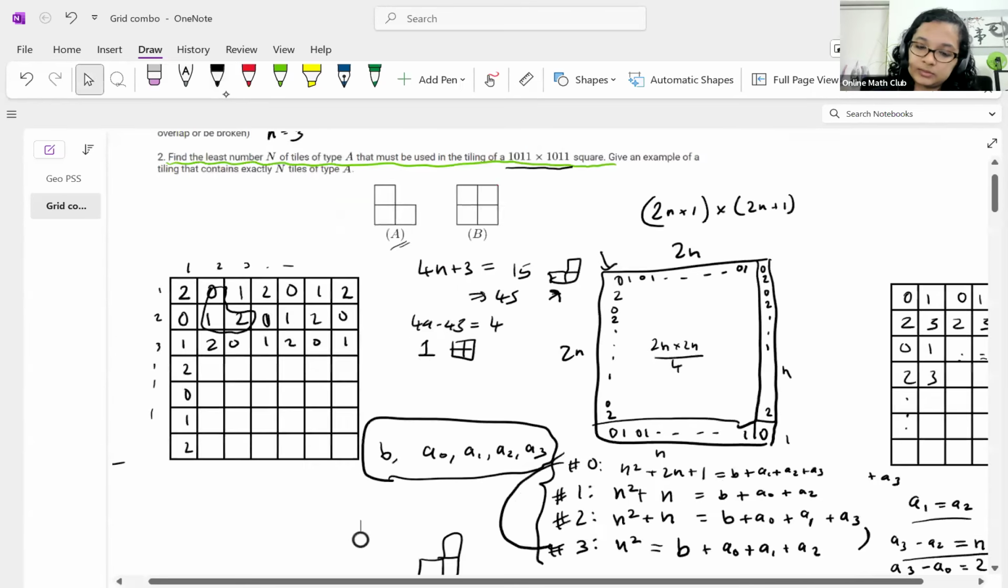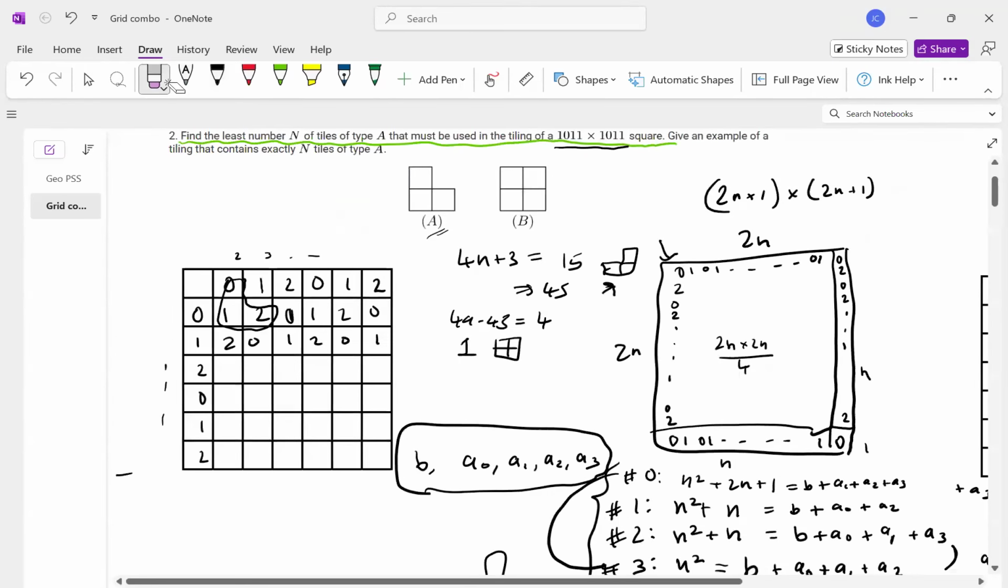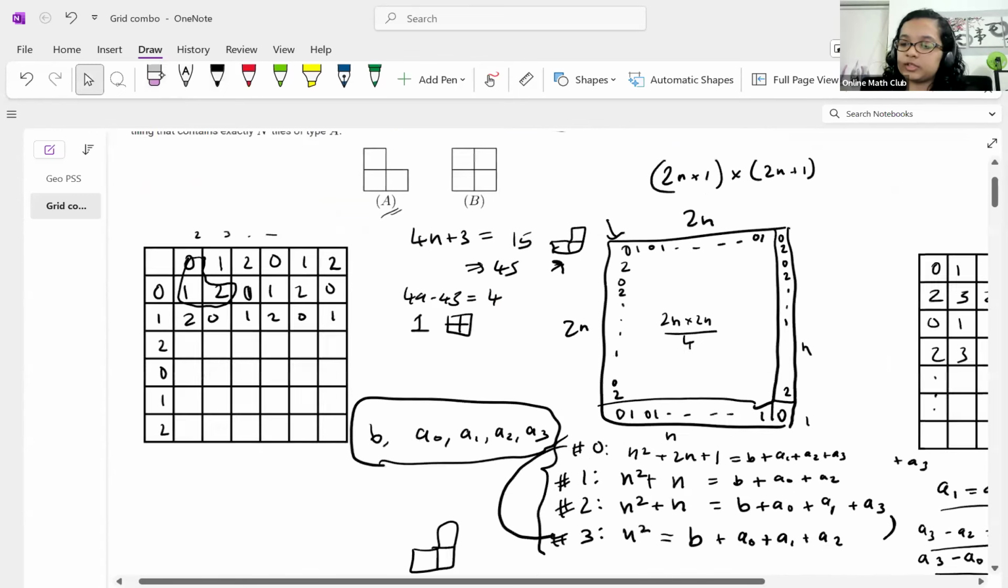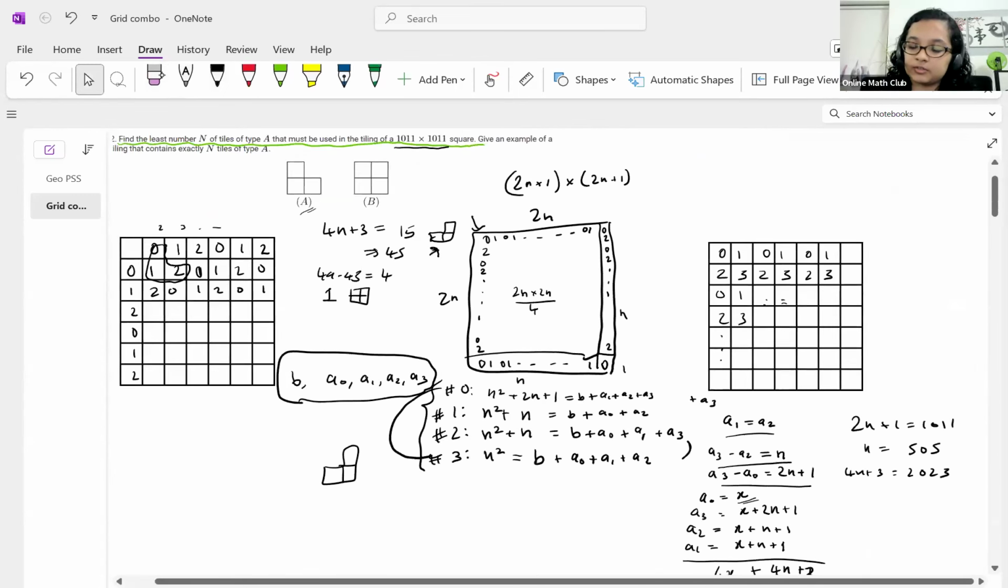So I'll just use this one for the construction. Sorry, can you repeat that idea, please? Was it the bounding part or this 45 thing? Yeah, that 45 thing. Okay.